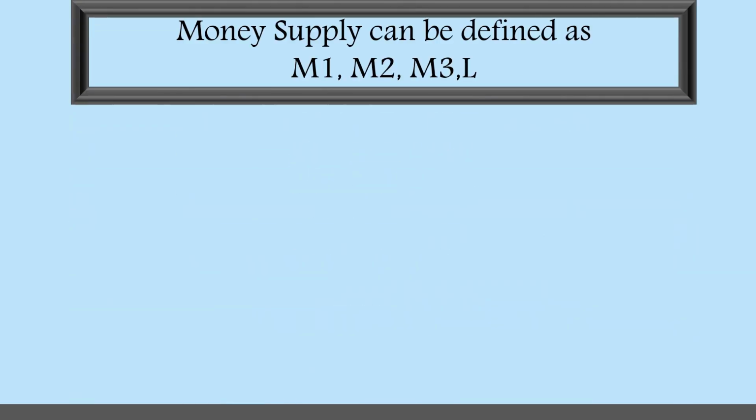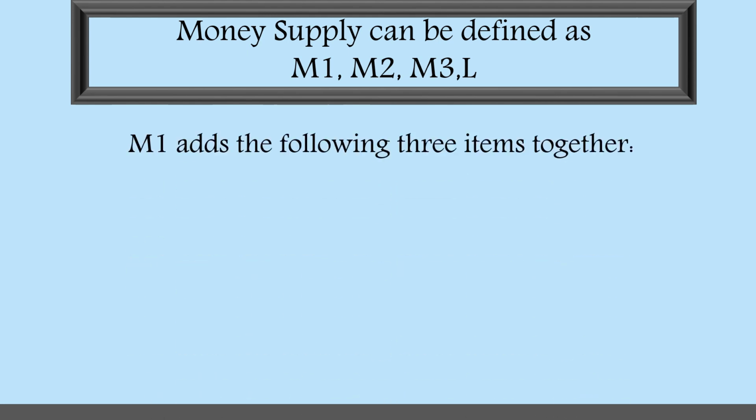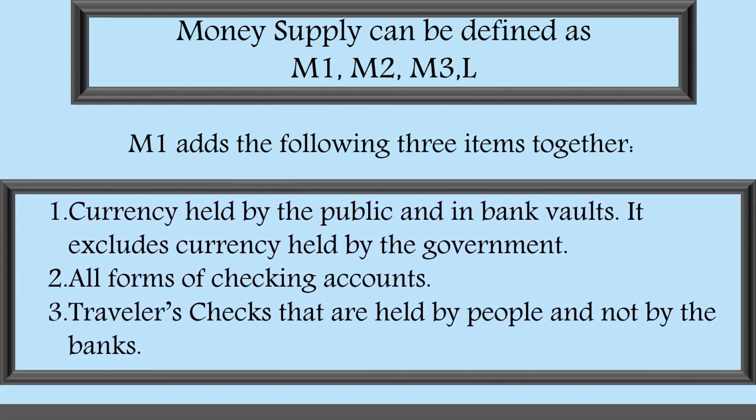Economists define the M1 as the narrowest definition of money supply because they use the transaction approach to determine which financial instruments to include. M1 adds the currency held by the public and in the bank vaults. It excludes currency held by the government. All forms of checking accounts, travelers' checks that are held by people and not by the banks.